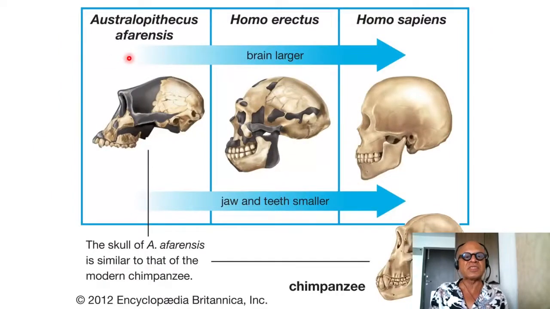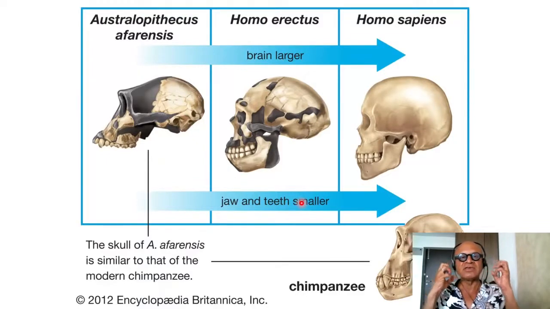There is Australopithecus afarensis. The skull of afarensis is similar to that of the modern chimpanzee. So obviously we are not direct descendants of chimpanzees, but we will see that in a minute. So you can see the cranium size getting larger with Homo erectus from Australopithecus to Homo sapiens. Jaw and teeth got smaller.